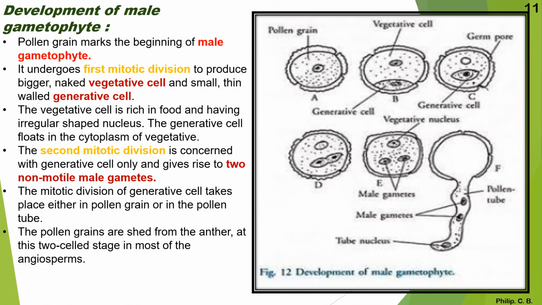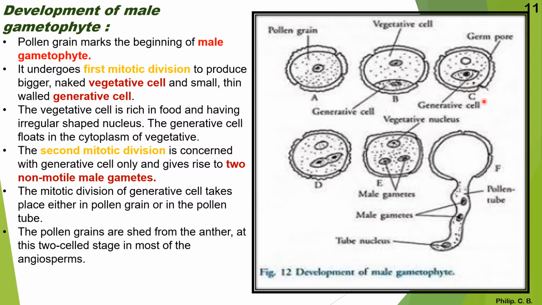Now moving further, how the development of male gametophyte takes place. First, see the image. So half of your learning will be done with the observation of the image only. You can see development of male gametophyte, the pollen grain, the structure just now as we learned. Further, it has 2 parts. One is a vegetative, the other is a generative cell. Then further, germ pore, generative cell.